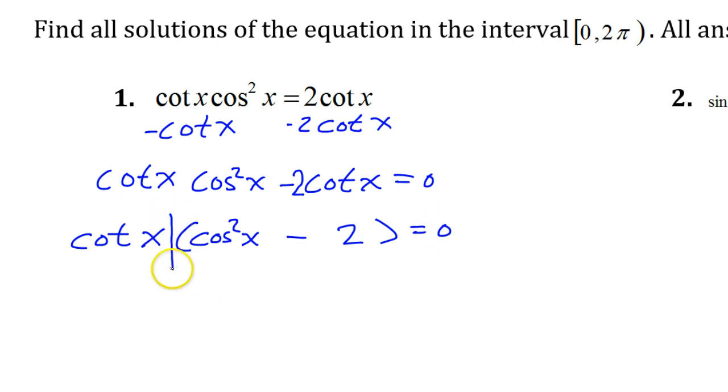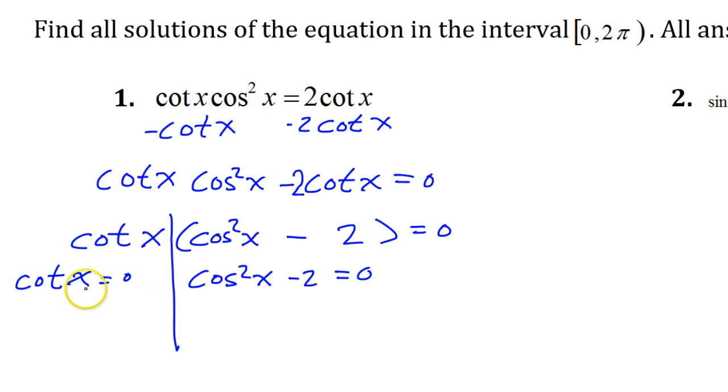Then we use good old zero product property. If something times something equals 0, there are two possible solutions. Either the first thing is going to equal 0, that'll give you one solution, or the second thing will equal 0. Either one of these might equal 0. So now we're just going to solve both of these. So what angles will give us a cotangent of 0?